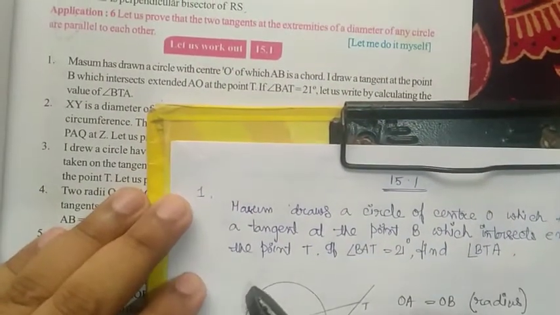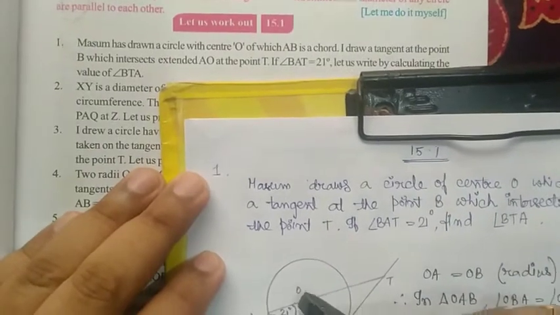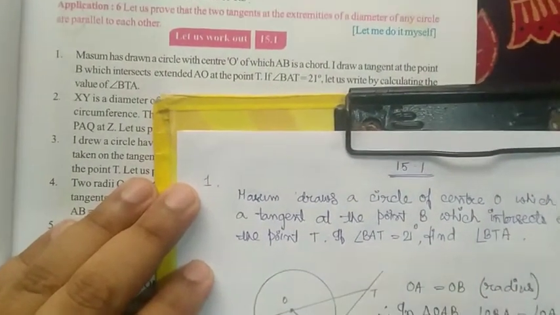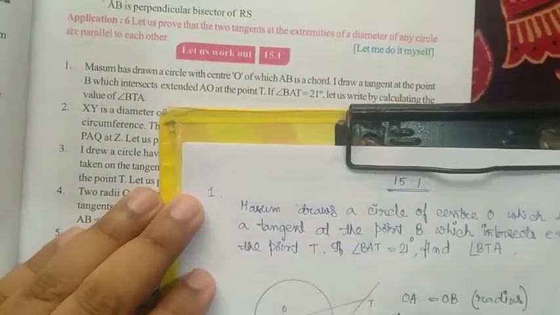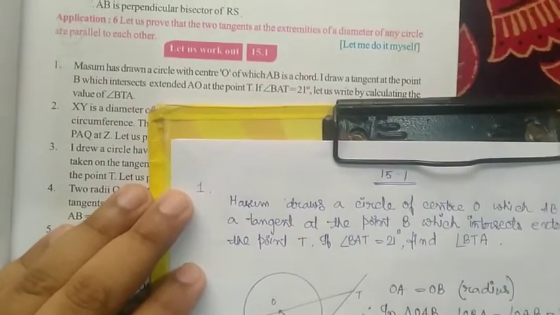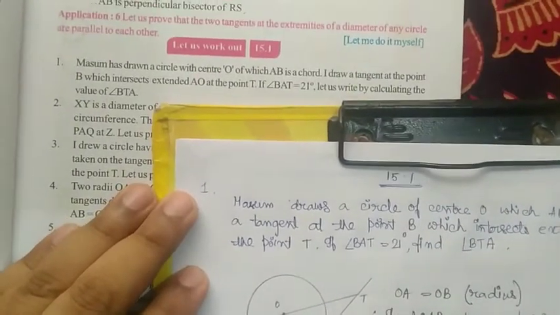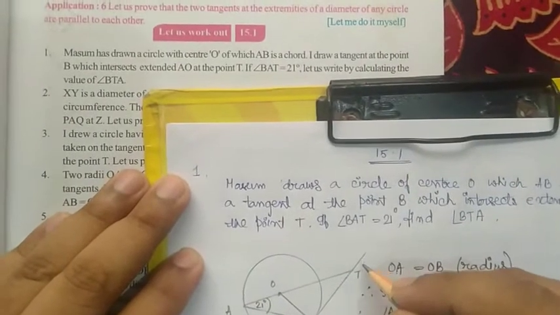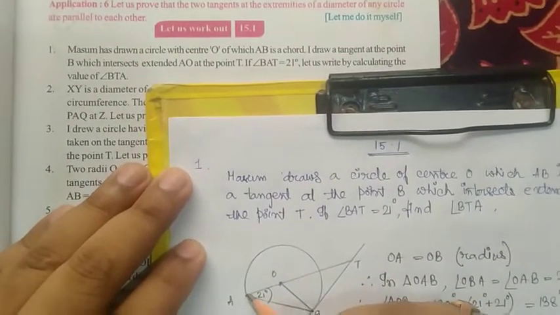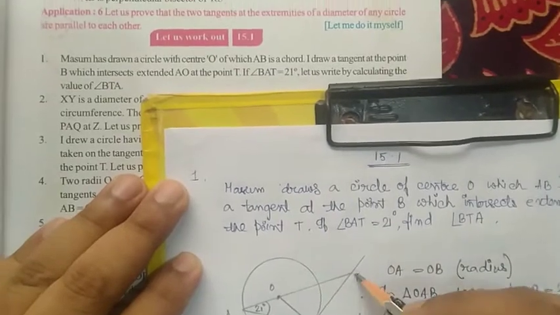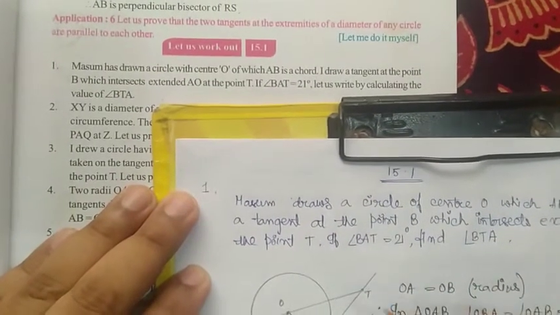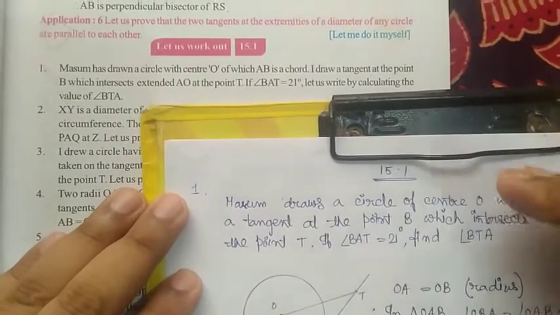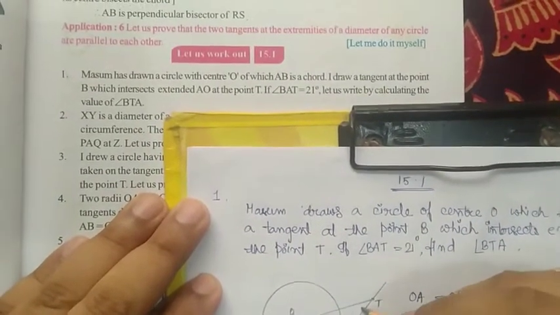So Mousum draws a circle with center O. This is the center O, and this is the circle. AB is the chord. Draw a tangent at the point B. So here draw a tangent at point B and intersects extended AO, first AO extended, and which intersects at the point T. Angle BAT, this angle is 21 degree. So we have to find angle BTA, this angle.